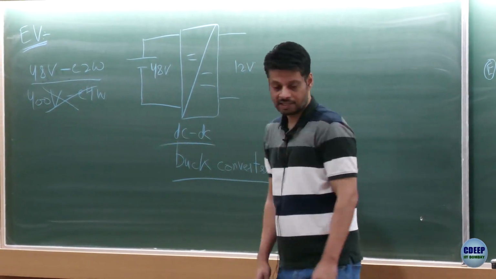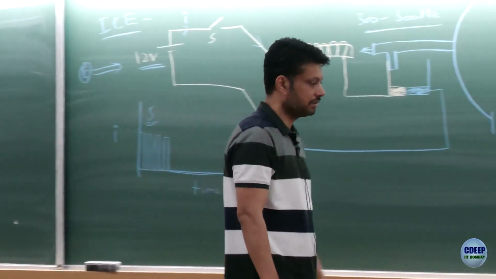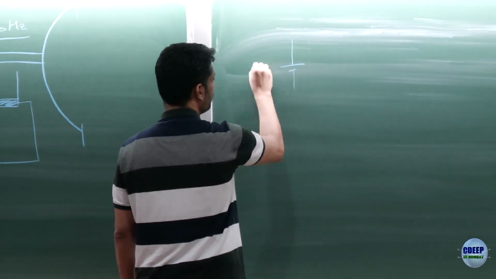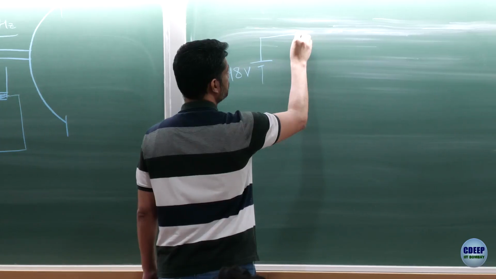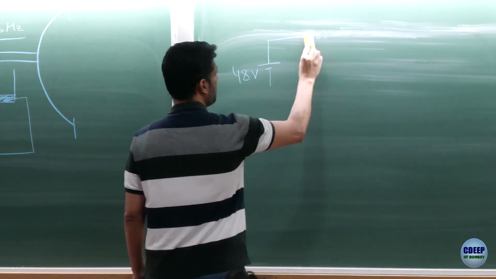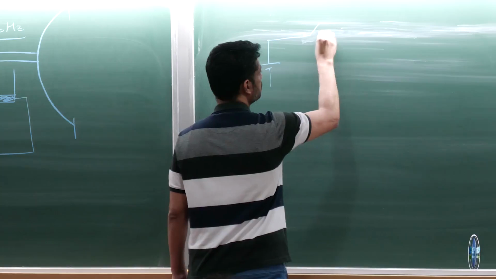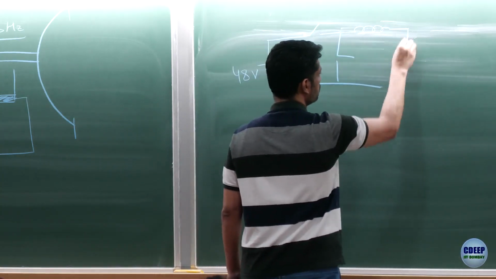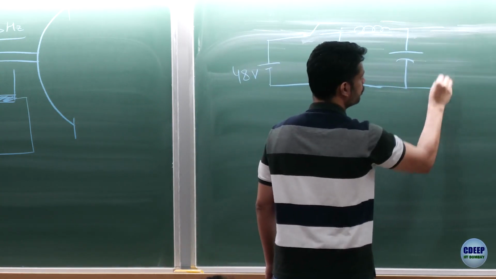Okay, so now the question is, if you can use a buck converter to run all of these things, how does it practically work? So you have a 48 volt system, and you are drawing a buck converter. And then you have these loads.